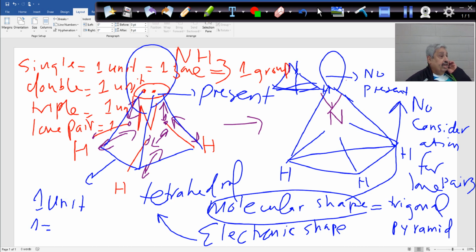So what's the difference now? Let me repeat myself. The difference between the electronic shape and the molecular shape: the molecular shape does not consider lone pairs, while the electronic one counts everything, including the lone pairs. That's the difference between them. And it goes by what? By the number of zones or units or groups.